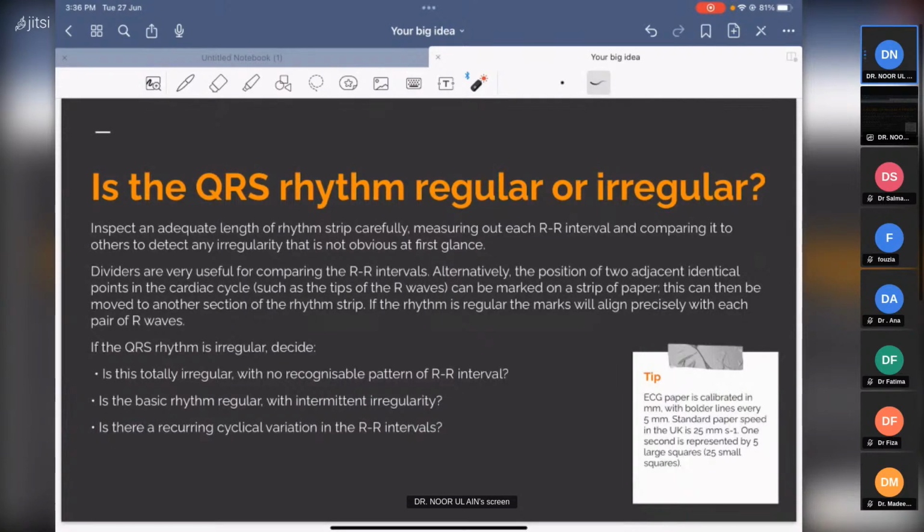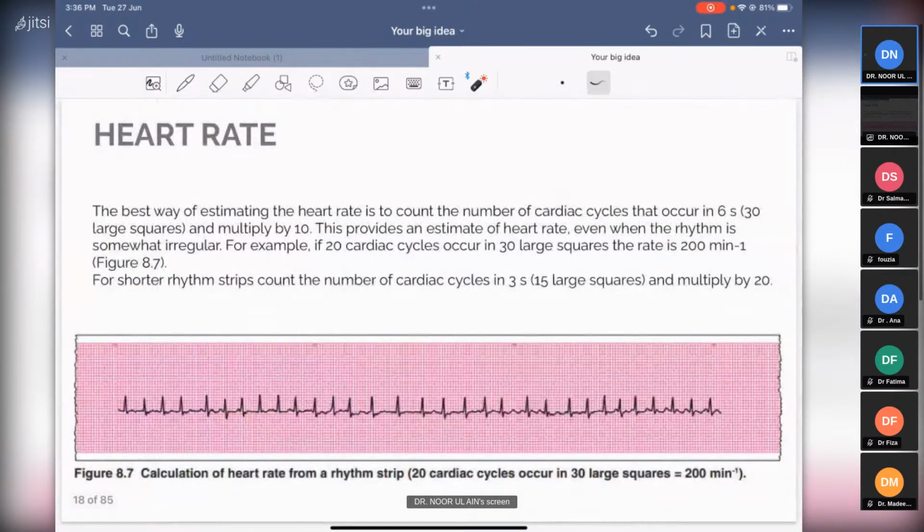Yeah, you can do that as well. Or you could just count the number of cardiac cycles. This is the easiest, quickest way, because if you sit and count the boxes and all, it's really hard. And what you're trying to say would only work if you have a regular rhythm.